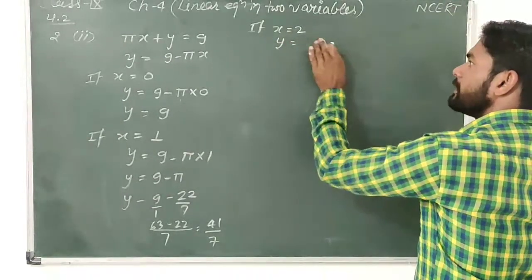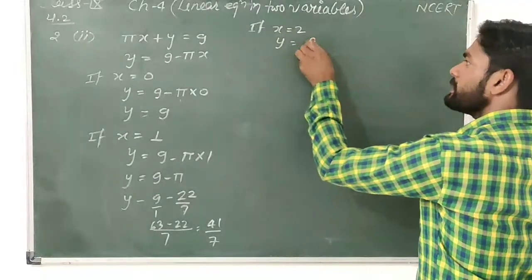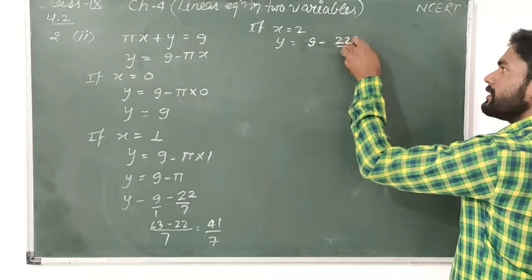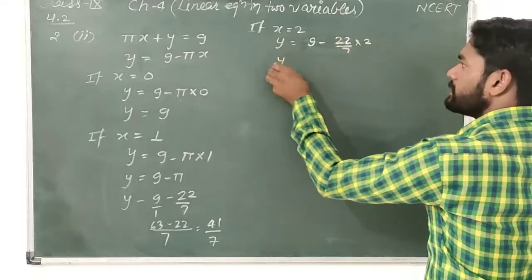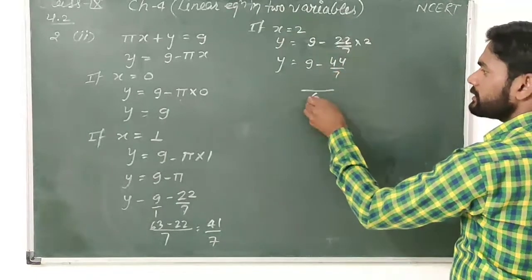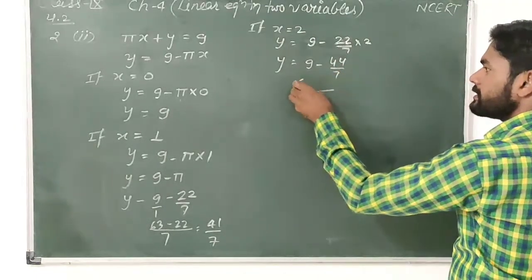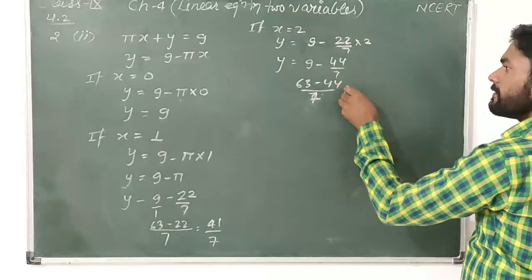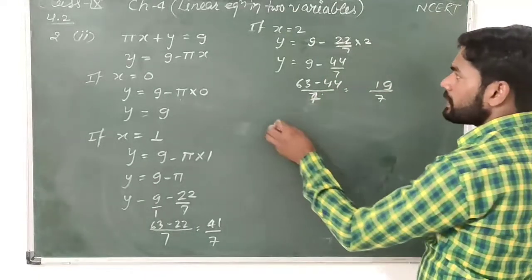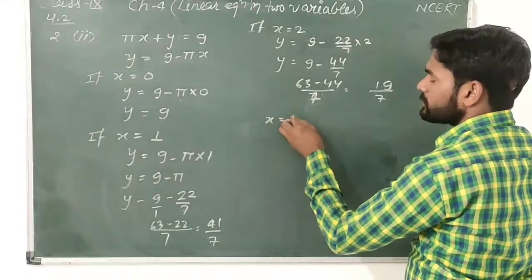I apply the value of pi, 9 minus 22 upon 7 into 2. Y is equal to 9 minus 44 upon 7. 7 is LCM. 63 minus 44, 19 upon 7. And last, fourth value, x is equal to 3.